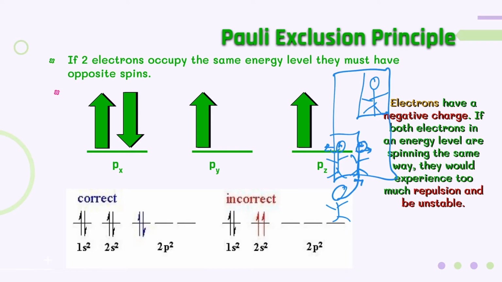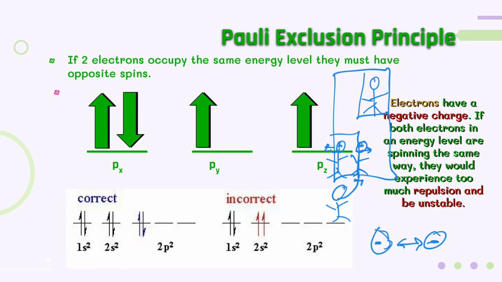The same applies to electrons in the same energy level. If we look, electrons have a negative charge. If both electrons in an energy level are spinning the same way, they would experience too much repulsion and be unstable. If you recall, if we have an electron here and an electron here, they're going to push against each other because like repels like.